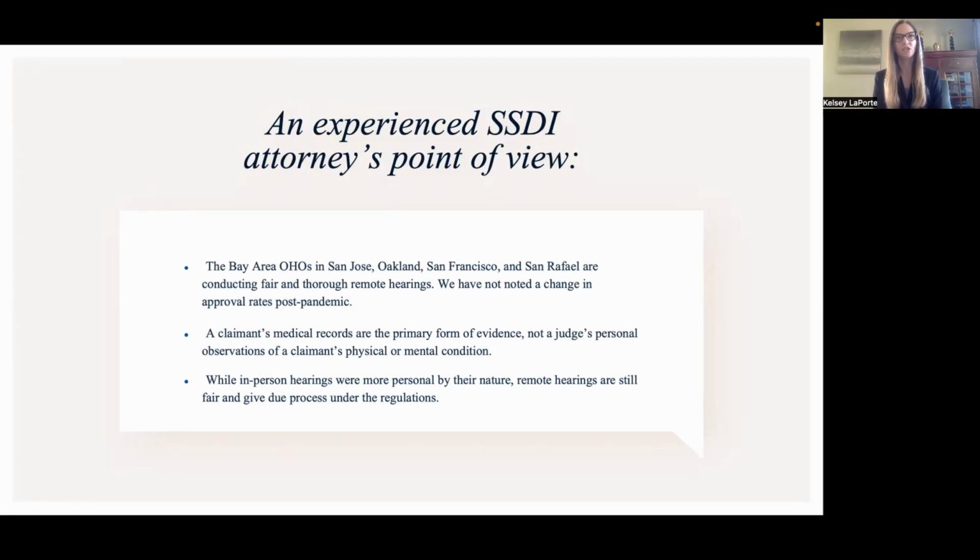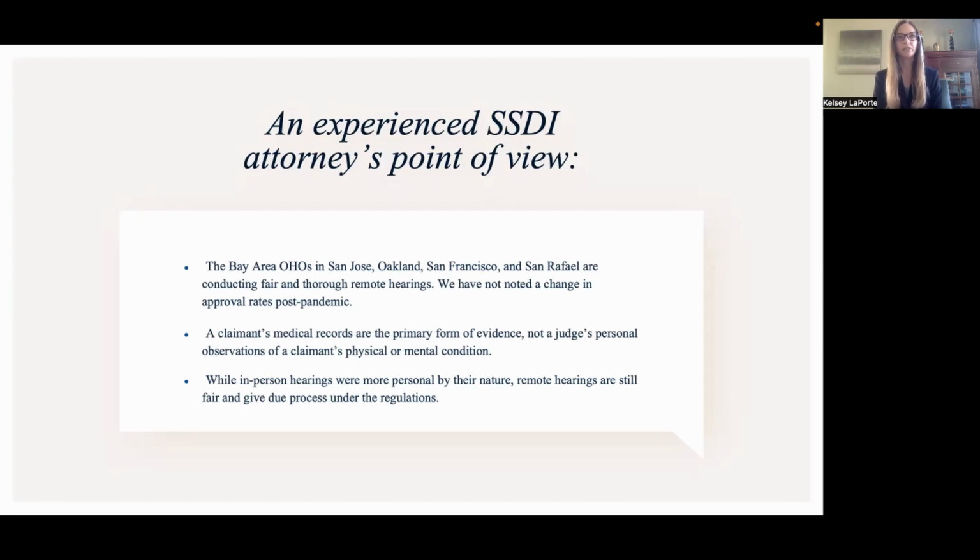Well-established case law suggests that judges may not play doctor by attempting to diagnose disability claimants from the bench. A claimant's medical records are the primary form of evidence, not a judge's personal observation of a claimant's physical or mental condition. A judge not only listens to the claimant's testimony, but they also review the medical records in each case to determine the level of disability. So it's more important that your medical records accurately portray your condition.